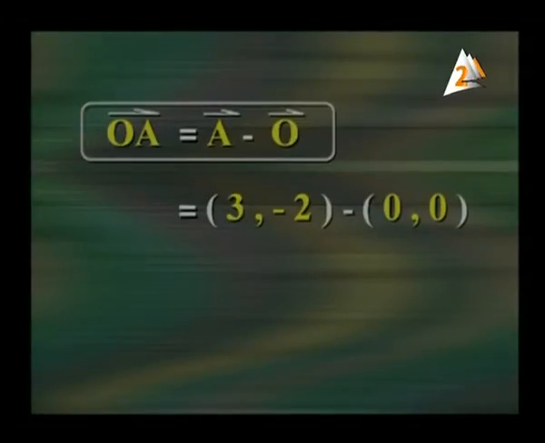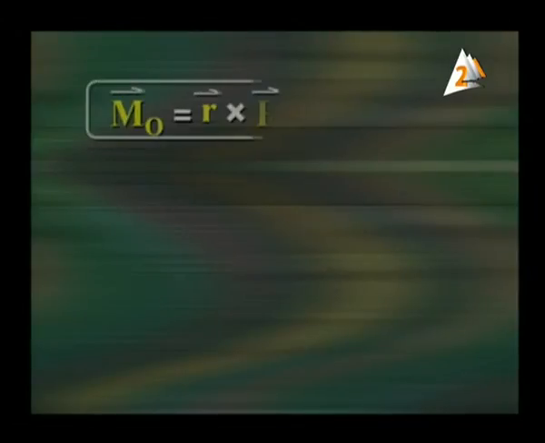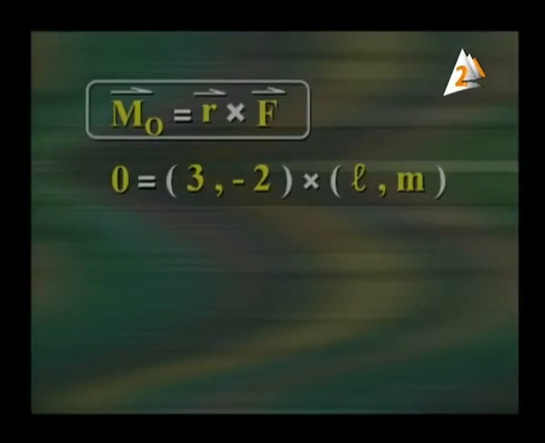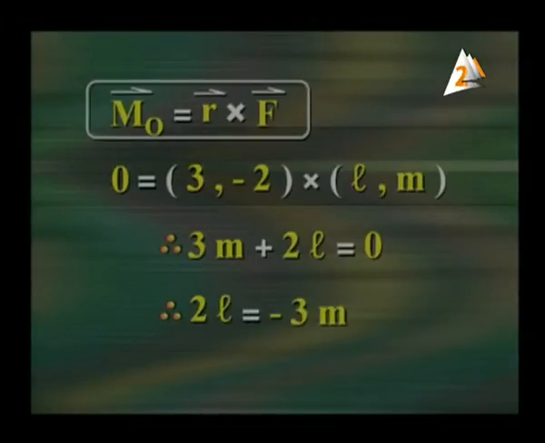As solution, we say OA equals A minus O. Notice O is the origin point. So it's equal to (3, -2) minus (0, 0), which is equal to (3, -2). Then we say moment equals R cross F. And we can substitute 0 equals (3, -2) cross (L, M), and we get that 3M plus 2L equals 0, or we say 2L equals minus 3M as the first equation.